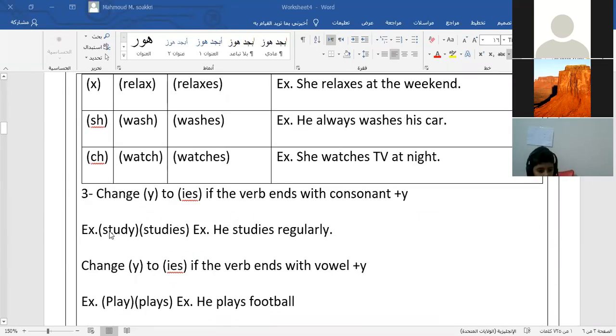Look at this rule. The verb study here ends with Y. What is the letter before Y? Is it D? Is the letter here D? This is Y. What is before Y? Is it D? Yes. The letter D is a consonant letter or a vowel letter? Consonant. Okay, so if a consonant comes before Y, we change Y into IES.